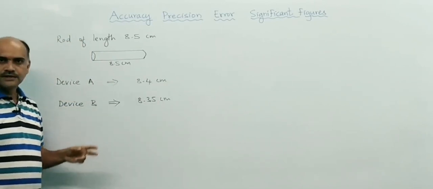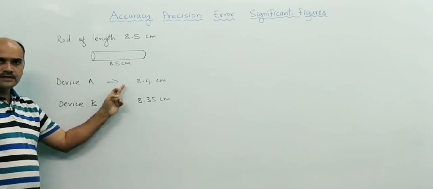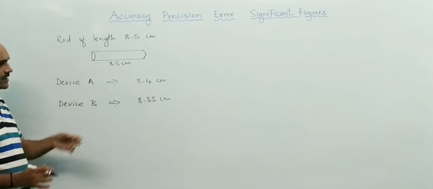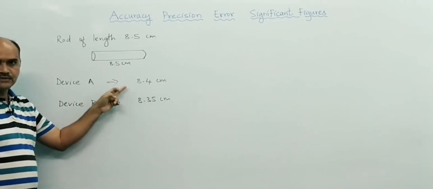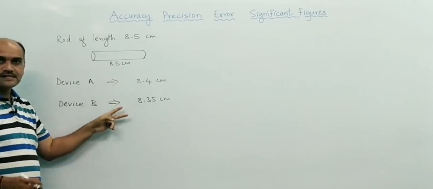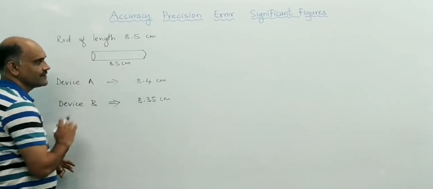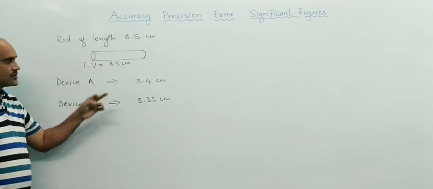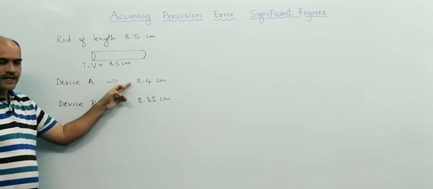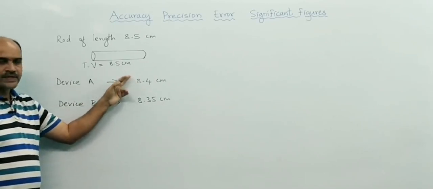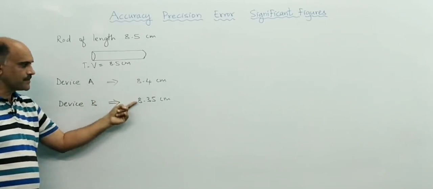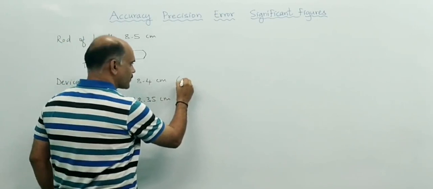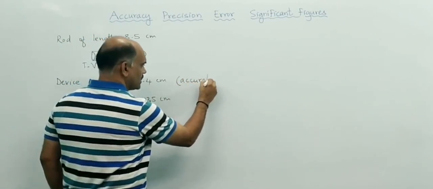Now here, if you observe the readings which you have obtained by both scales, out of these two, which one is more near to the actual value, or you may say the true value? So if you observe these two, 8.4 is very near to it compared to this. So we say that this is more accurate.